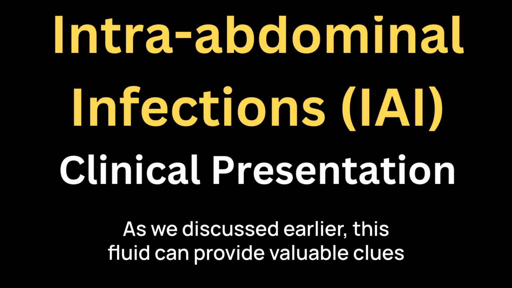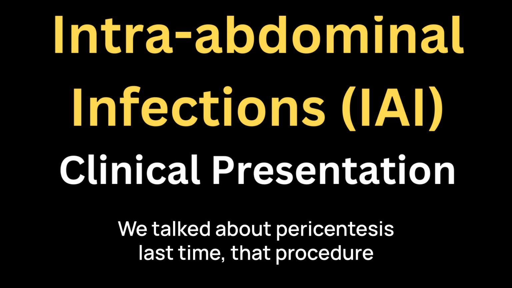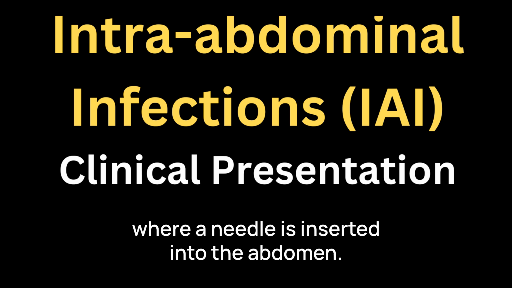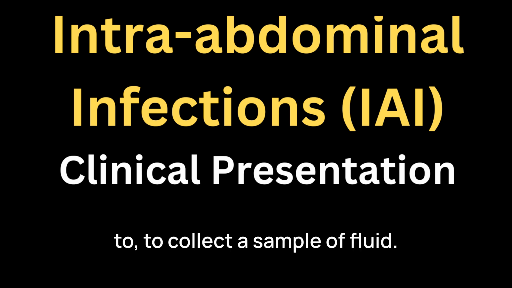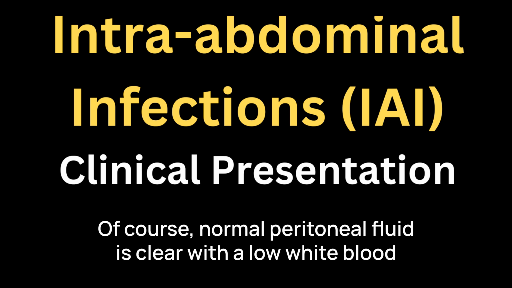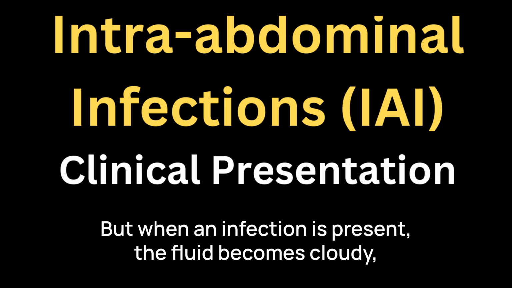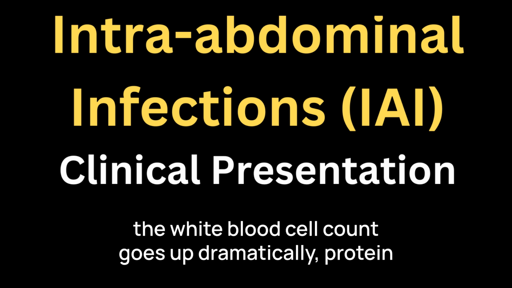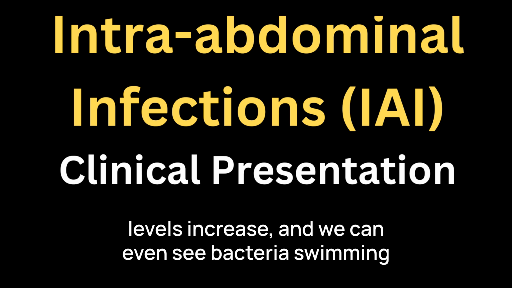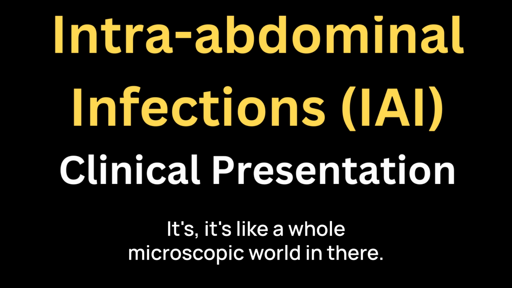As we discussed earlier, this fluid can provide valuable clues about the nature of the infection, especially in cases of peritonitis. Right. We talked about paracentesis last time. That procedure where a needle is inserted into the abdomen to collect a sample of fluid. Can you remind us what doctors are looking for when they analyze this fluid? Of course, normal peritoneal fluid is clear, with a low white blood cell count and protein content. But when an infection is present, the fluid becomes cloudy, the white blood cell count goes up dramatically, protein levels increase, and we can even see bacteria swimming around under the microscope. It's like a whole microscopic world in there.